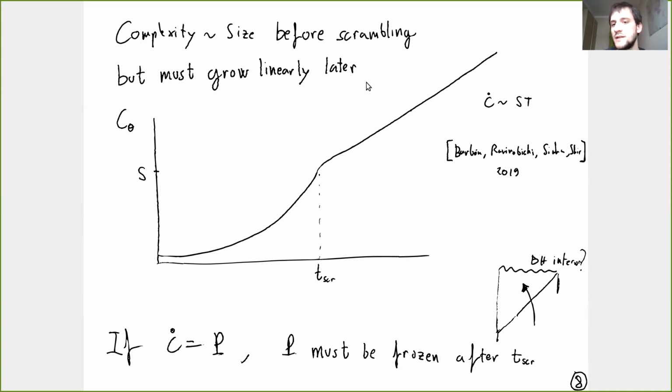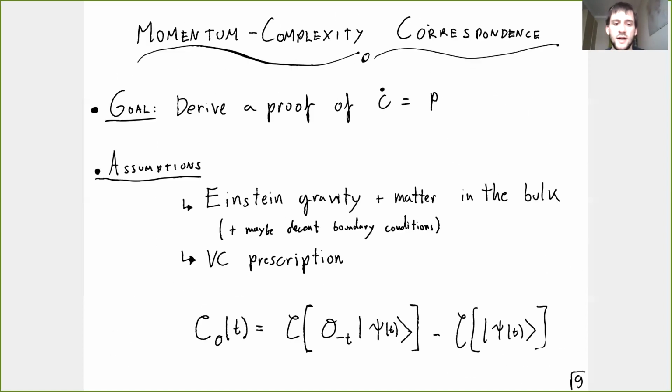To see this concretely, there are some proper definitions of complexity that you can look up. For example, there is a paper by Barbon and Rabinovici and collaborators from last year, which proposes a particular measure of complexity called Krylov complexity. It's basically a measure of the number of nested commutators with the Hamiltonian that you have to do to approximate the operator, and they do find the behavior expected from complexity, that it grows linearly with time after scrambling has happened.